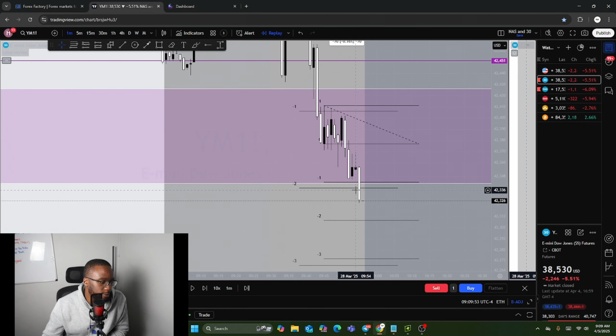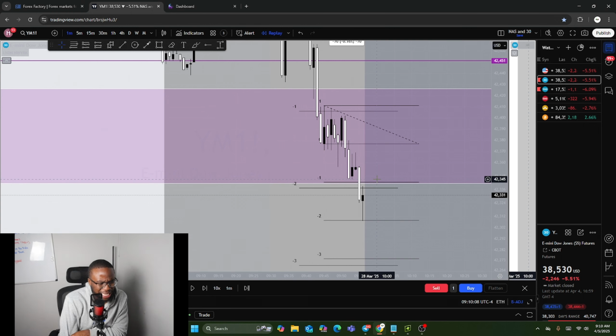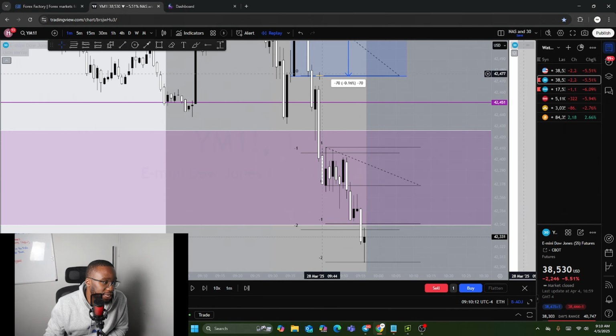TP1 hit. TP2 hit by 956. So 952 I got tapped in, 956 TP2 hit. Ooh, 4-minute trade. That's sexy. Okay, I missed this one. It didn't allow me to get into the trade here.